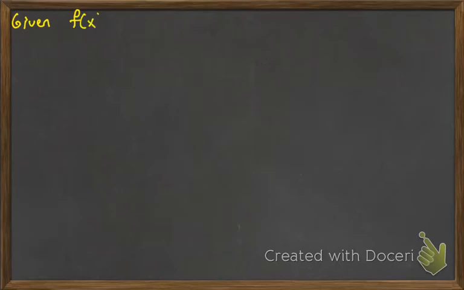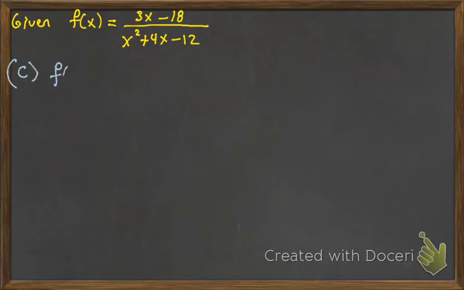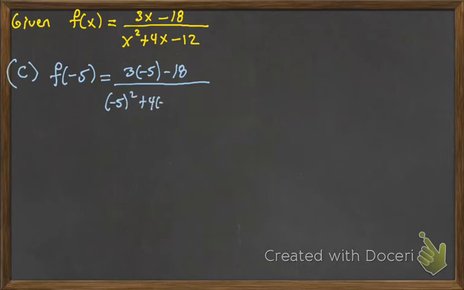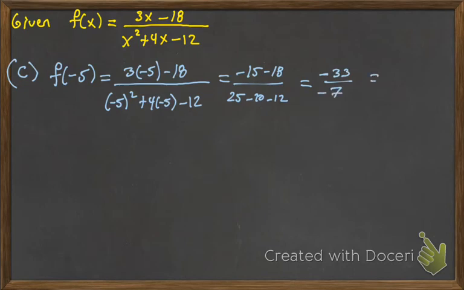So we'll go ahead and write that function down again. 3x minus 18 over x squared plus 4x minus 12. We're going to find f of negative 5, so that just means to plug in negative 5 for the x. So 3 times negative 5 minus 18 over negative 5 squared plus 4 times negative 5 minus 12. It's going to be negative 15 minus 18 all over 25 minus 20 minus 12. So it's going to be negative 33 over negative 7, which is 33 over 7.